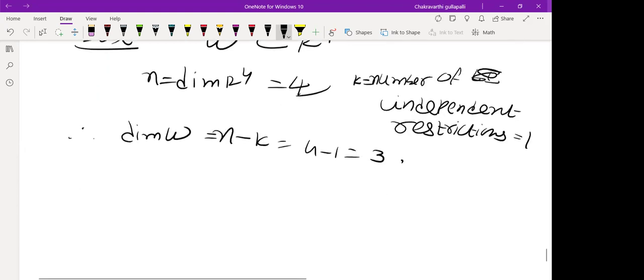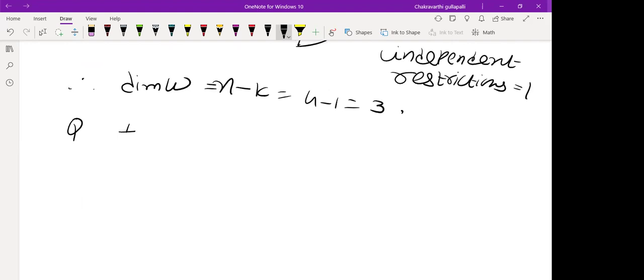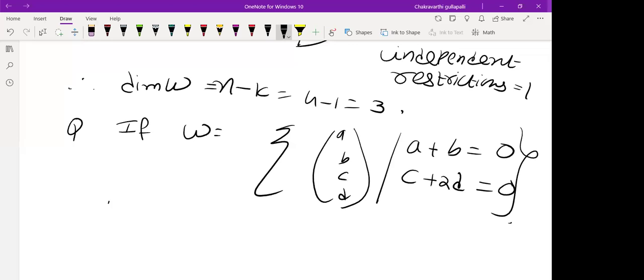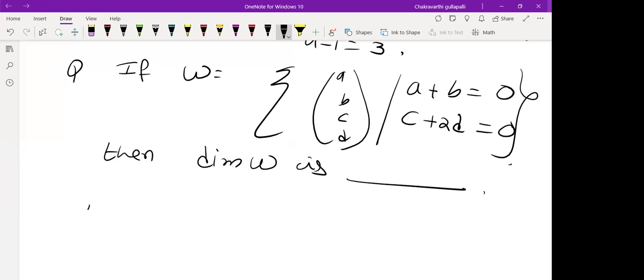Just by looking, you can say this. Suppose 2 conditions. If W is the set of all A, B, C, D, then A plus B is equal to 0, C plus 2D equal to 0. Then the dimension of W is 2. Why 2? W is a subset of R4. The dimension of R4 is 4. This is n.